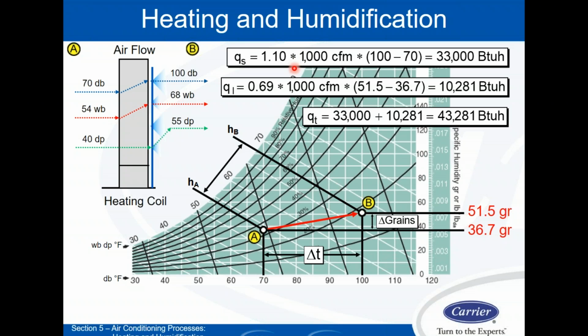Mathematically, I can look at what's going on there for the energy. The heat of the sensible: 1.1 times 1,000 CFM times a 30-degree delta T, 33,000 BTUs. The latent formula, if you recall, is 0.69 times the CFM times the delta grains, in this case 15. That gives me 10,000 BTUs. My total energy is 43,000 BTUs.